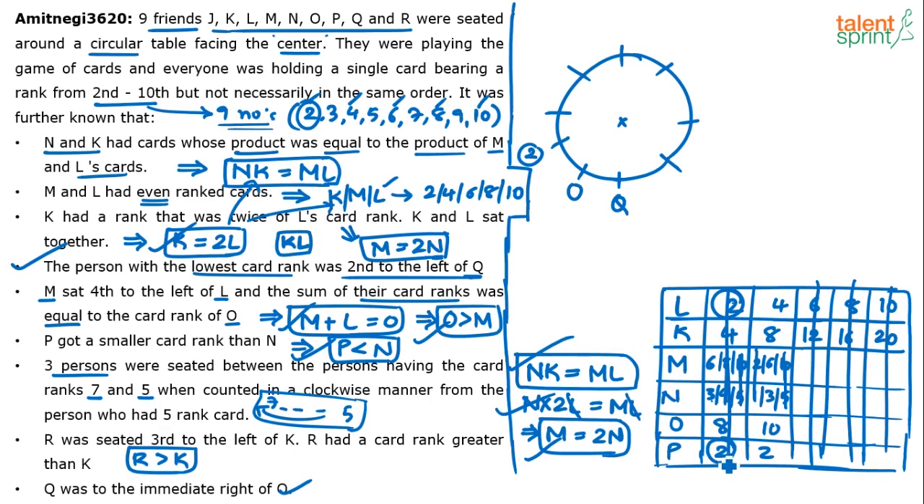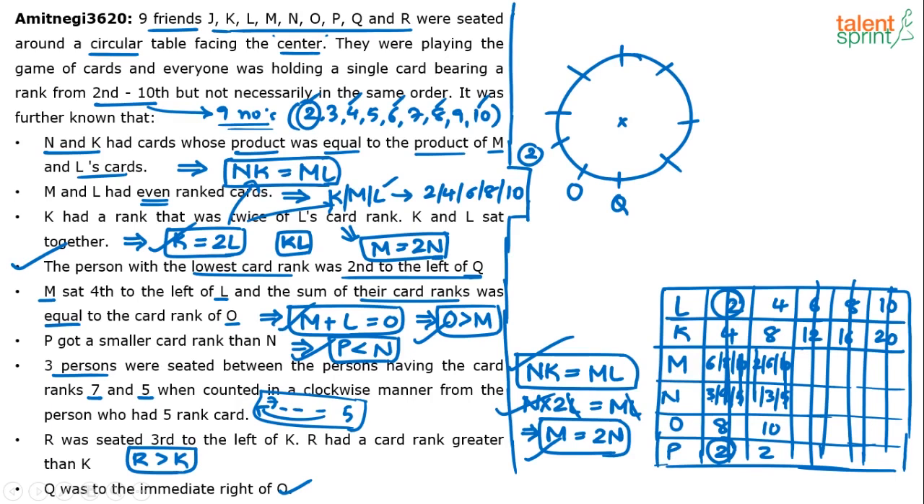L is 2, so how can P be 2? Why did we say P is equal to 2? Because P was supposed to be less than N, and N was fixed as 3. If N is 3, P should be 2. But P and L both can't be 2. So that case is eliminated. If L is equal to 4, then P can be 2. So now it is fixed. L equals 4, K equals 8, M is equal to 6, N is equal to 3, O is equal to 10, and P equals 2. So at least six numbers have been fixed.